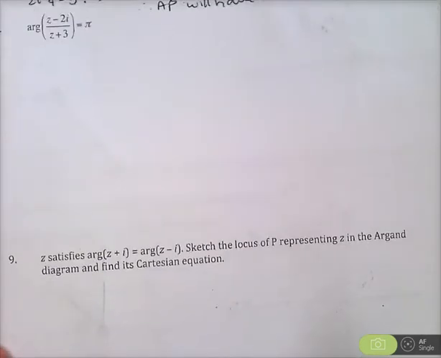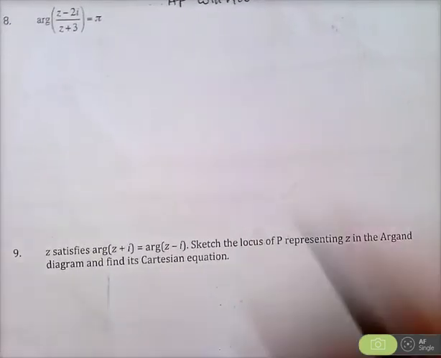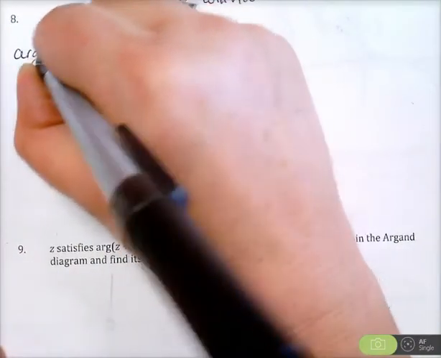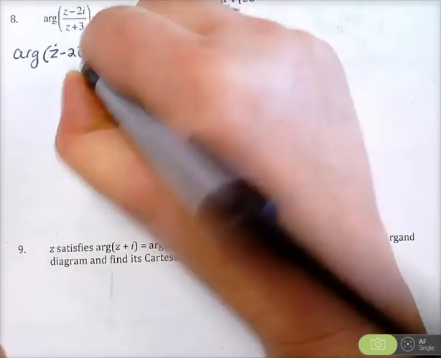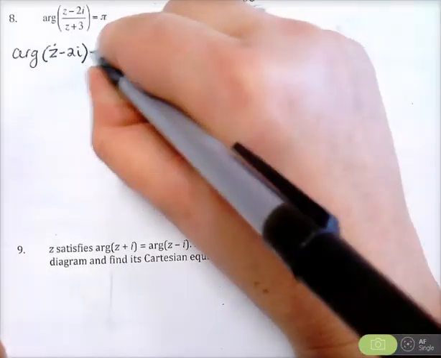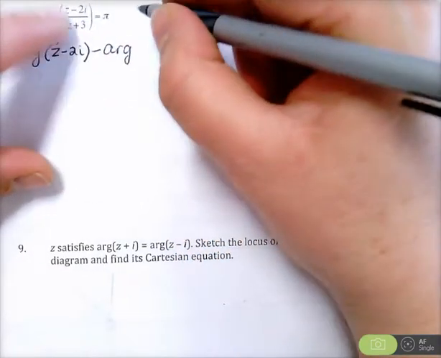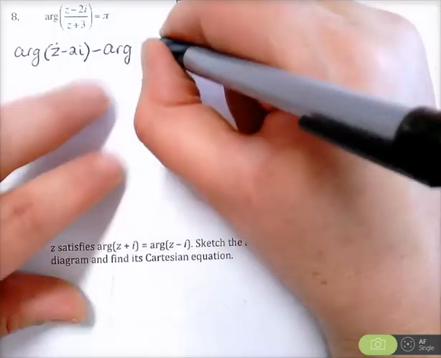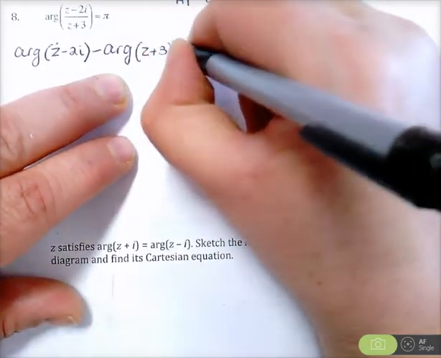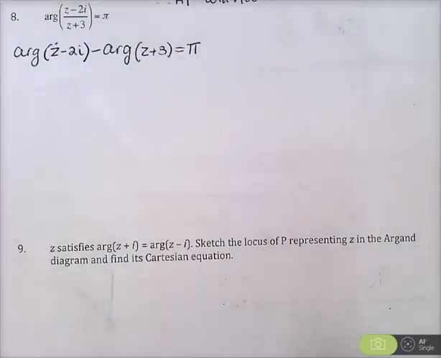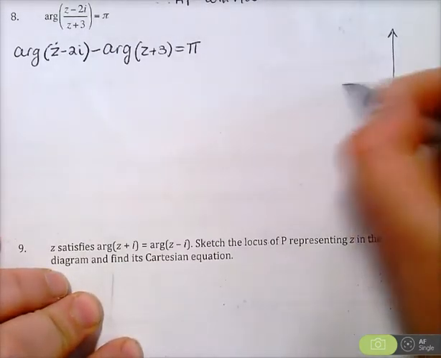Okay? Now you've got the next type. Arg of Z minus 2i over Z plus 3 equals pi. So again, it's the same points. So let's just write down what this means. Doesn't this mean that the arg of Z1 on Z2 is the arg of Z1 minus the arg of Z2, so arg of Z minus 2i minus the arg of Z plus 3 equals pi? Now, you know pi? What's pi? 180. Pi is there.